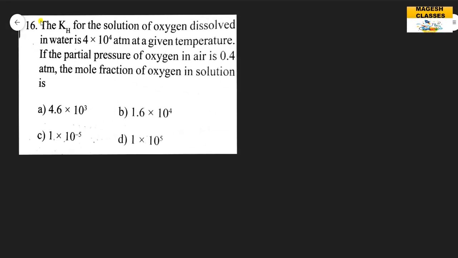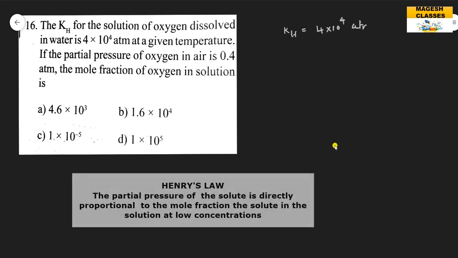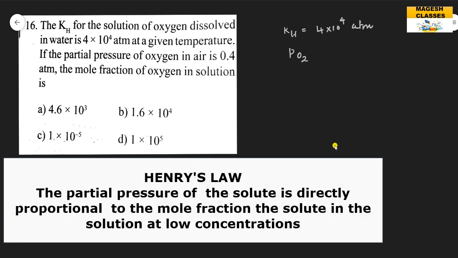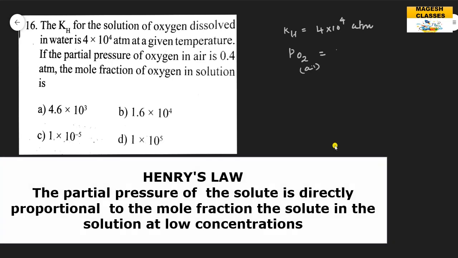Question number 16. The KH for the solution of oxygen dissolved in water is 4 into 10 raised to 4 atmospheric pressure at a given temperature. If the partial pressure of oxygen in air is 0.4 atmosphere, the mole fraction of oxygen is. The given quantity KH is equal to 4 into 10 power 4 atmosphere, and the partial pressure of oxygen in air is equal to 0.4, and we need the mole fraction of the oxygen.